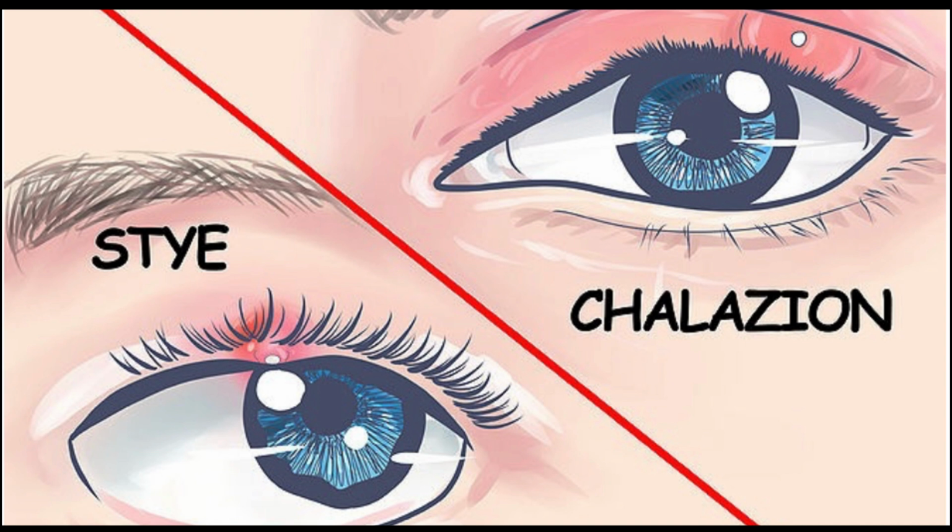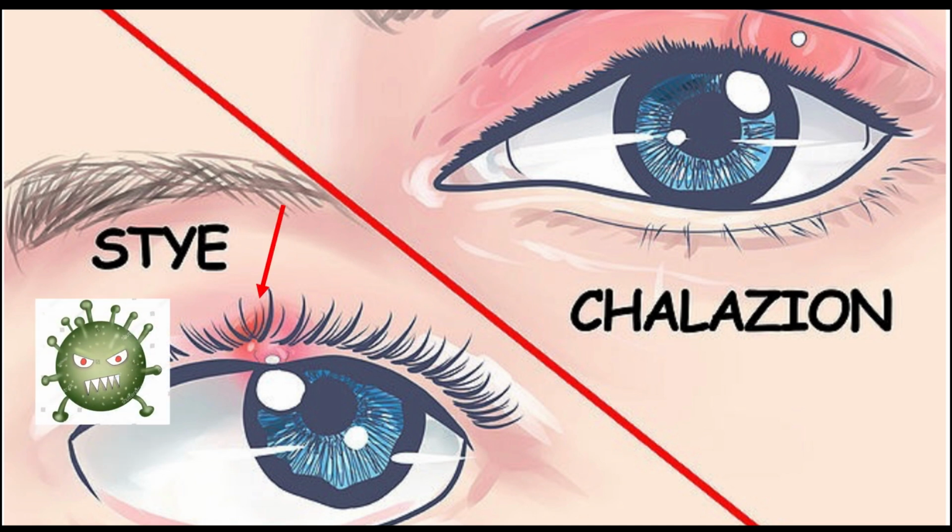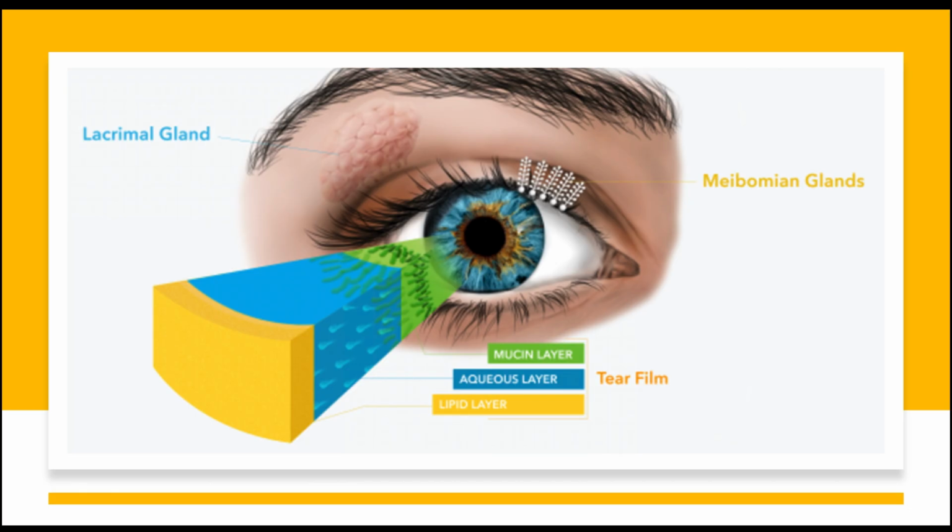Styes and chalazia are distinct eyelid conditions with various causes and characteristics. Styes result from bacterial infection in the eyelashes or eyelid glands, appearing as red, painful, pus-filled bumps. Chalazia, on the other hand, emerge due to blocked meibomian oil glands, presenting as painless, slow-growing lumps on the eyelid that usually develop farther back on the eyelid than a stye. Styes can be contagious if the infection spreads, whereas chalazia are non-contagious and non-infectious.